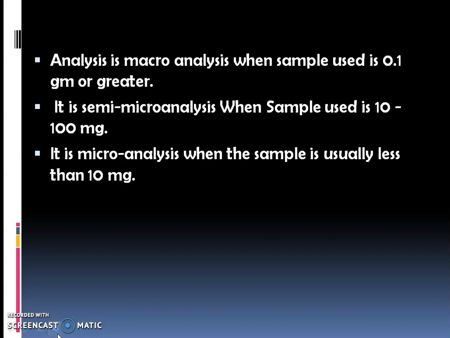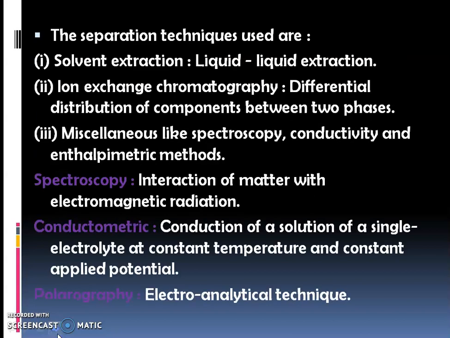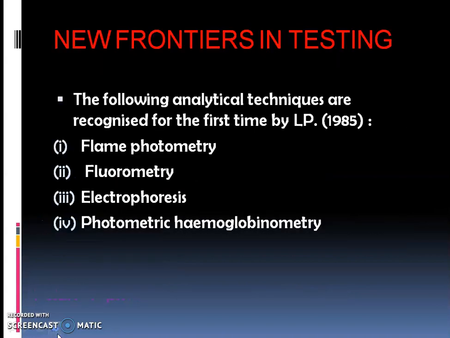Analysis is macroanalysis when the sample used is 0.1 gram or greater. It is semi-microanalysis when the sample is 10 to 100 milligram, and microanalysis when the sample is usually below 10 milligram. The separation techniques use solvent extraction, ion exchange, chromatography, then spectroscopy, where interaction of matter with electromagnetic radiation is there. Conductometry, conduction of a solution of a simple electrolyte at constant temperature and constant pressure. Polarography, where electroanalytical techniques are used.